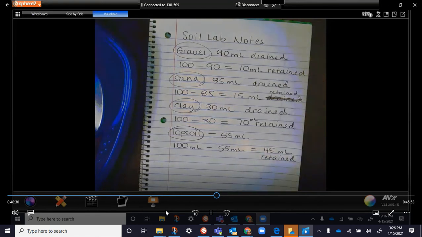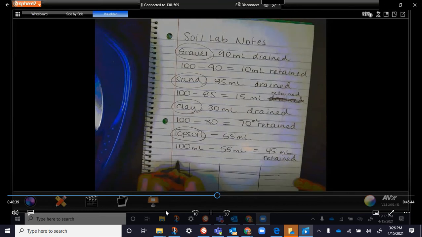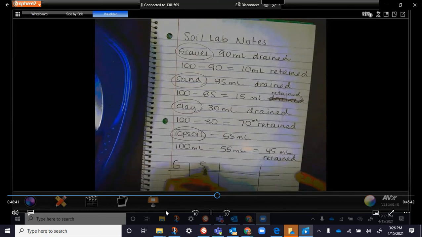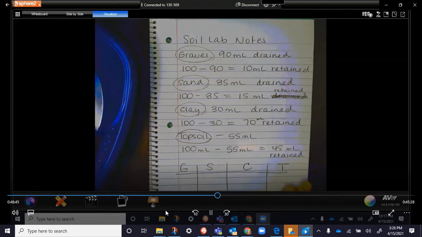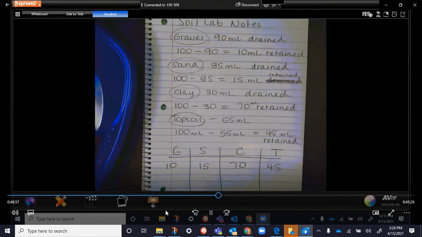45 milliliters. Okay. So now let's draw a quick little chart down here. We've got gravel, sand, clay, and topsoil. Put the amount that was retained. So we've got 10 for gravel, 15 for sand, clay 70, and 45 topsoil. And we're talking about milliliters.